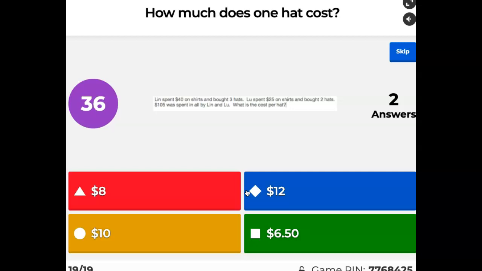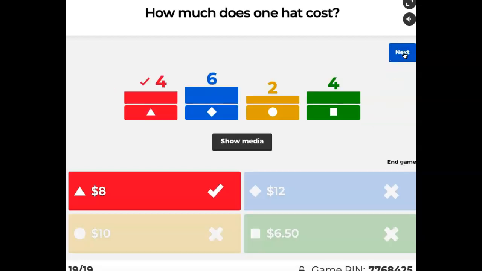Lynn spent 40 on the shirts and 3 on the hats. Lou spent 25 on the shirts and bought 2 hats. 105 was spent on all. So what is the cost? It's okay. Whatever you answer for this one, I'm okay with it, because even me, I could not read the question. We could skip this question. I'll skip that because it makes no sense for us to look at it when we could not even read the question.